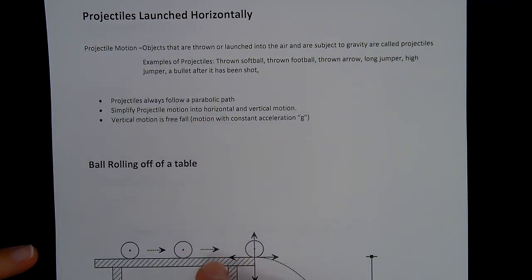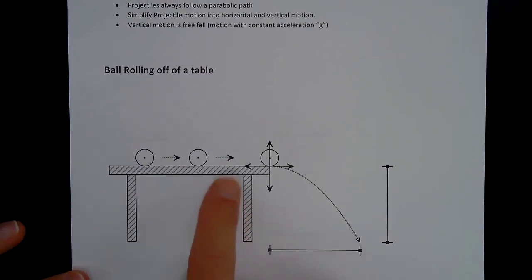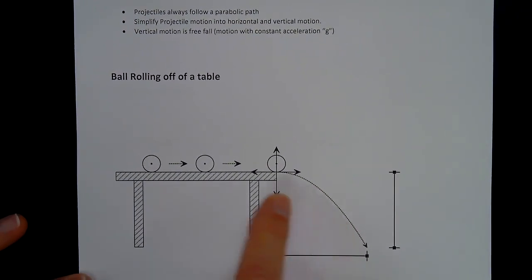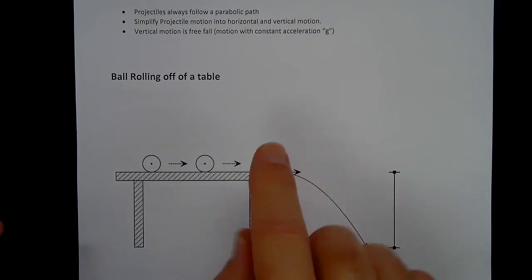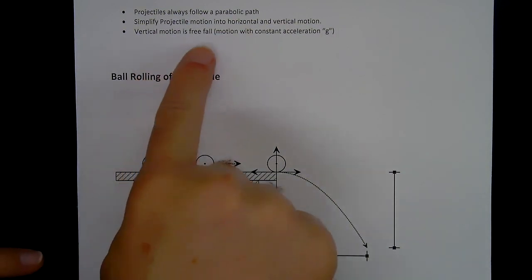So this is going to be a ball that we're going to be talking about that's rolling off of a table. I should have slid this up. So a ball that's rolling off the table. This is the parabolic path right here. To simplify projectile motion, we're going to break it into horizontal and vertical motion. It's a combination of moving horizontally and also vertically, like we did with the demo I showed you with the Steelies.